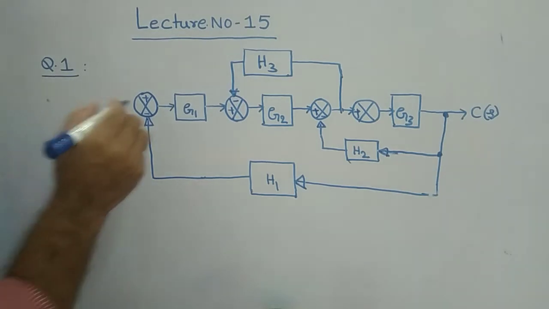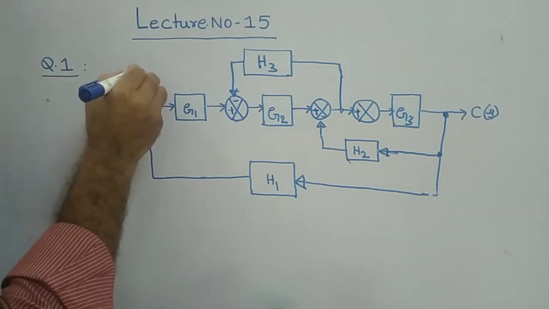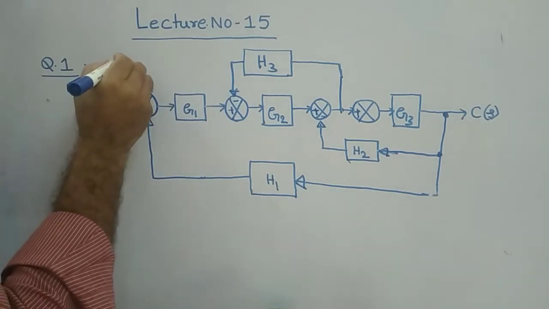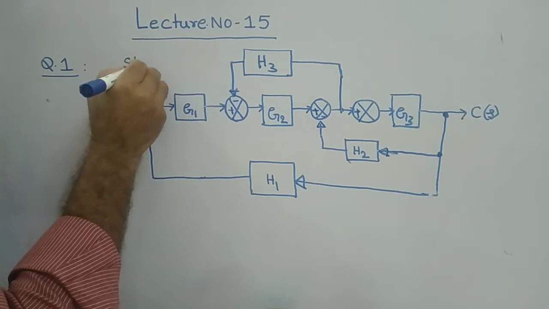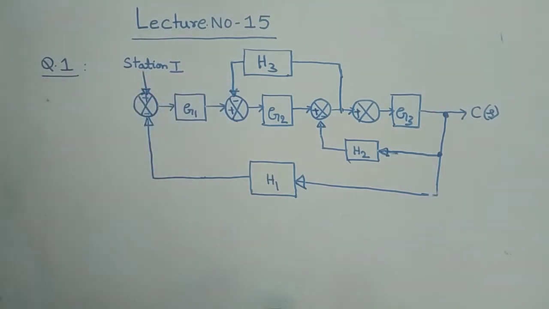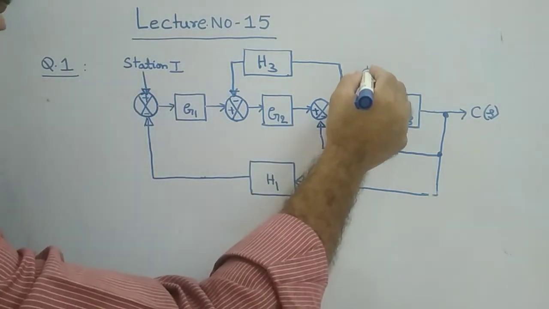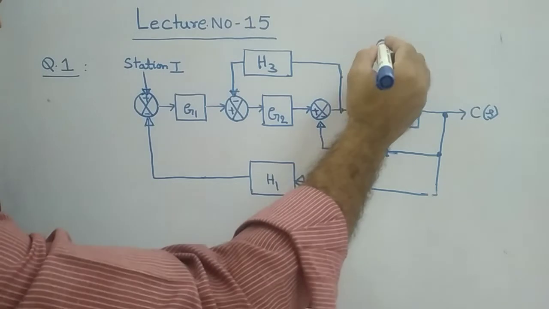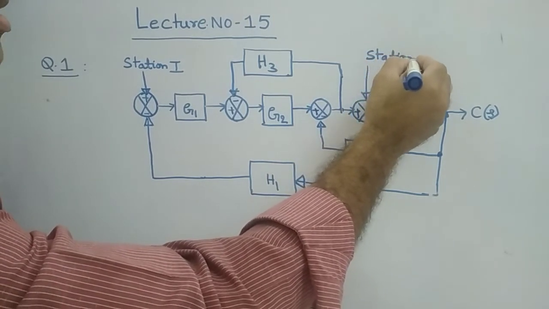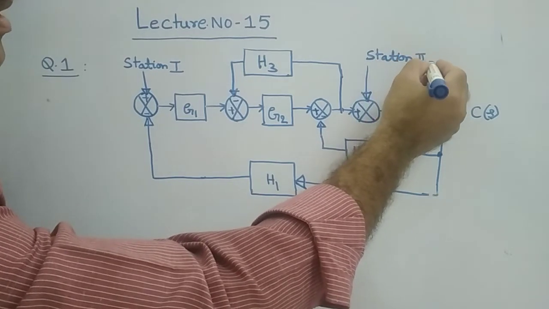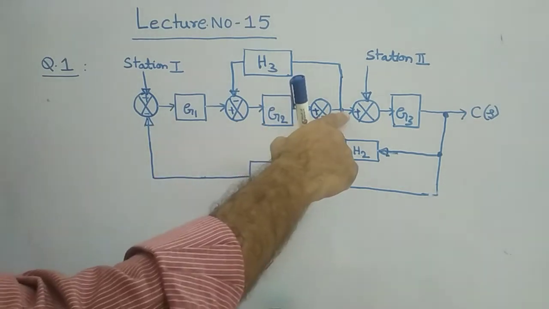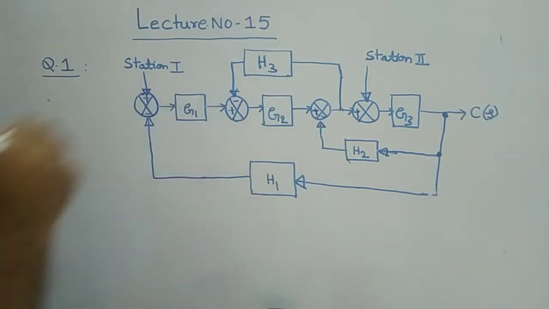Not only that, in this problem it is given that one arrow mark is station 1. And similarly, here one more arrow mark has been given, and it is station 2. This is the given problem.